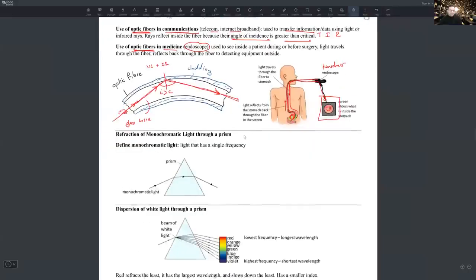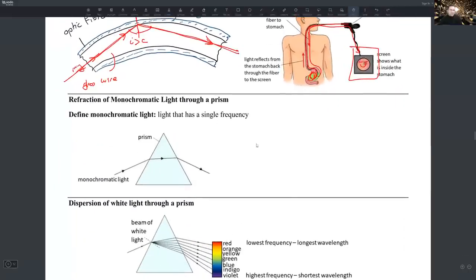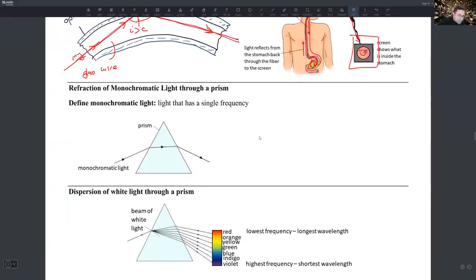Okay. Next. What if you have a ray of monochromatic light that passes through a prism? Not a rectangular block, not a semicircular block, a prism. Well, first we have to answer what the word monochromatic means. Mono means one. Chroma means color. So monochromatic means light of one color.